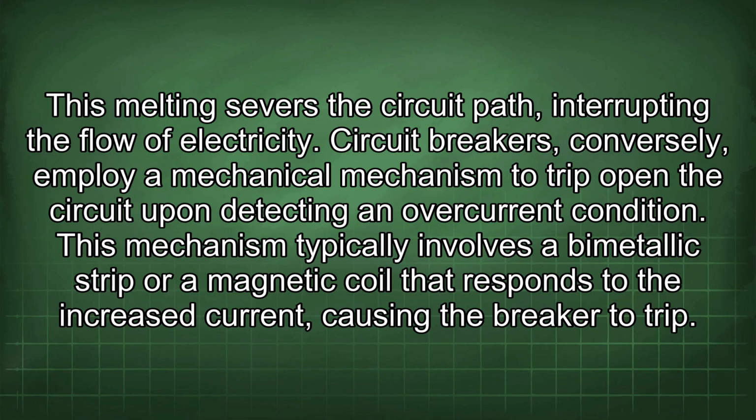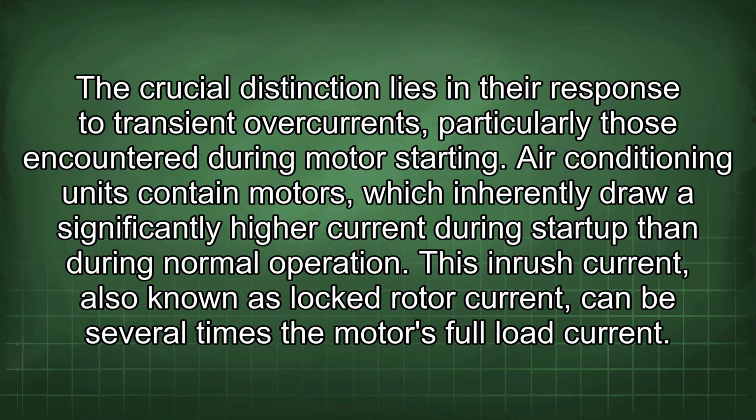This mechanism typically involves a bimetallic strip or a magnetic coil that responds to the increased current, causing the breaker to trip. The crucial distinction lies in their response to transient overcurrents, particularly those encountered during motor starting. Air conditioning units contain motors which inherently draw a significantly higher current during startup than during normal operation. This inrush current, also known as locked rotor current, can be several times the motor's full load current.